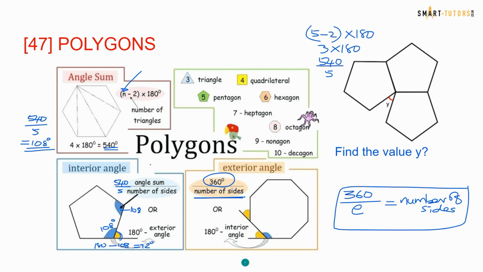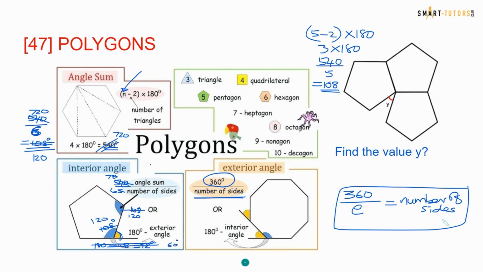So here I made a mistake. Let me quickly correct it. So 180 is correct, but here I can't divide by 5. Here it is 6. Right? A 6 sided shape is a hexagon. So 4 times 180, this answer is wrong, it is 720. So 720 divided by 6 is 120. And this is 120, and this is 120, and the exterior angle is going to be 60.